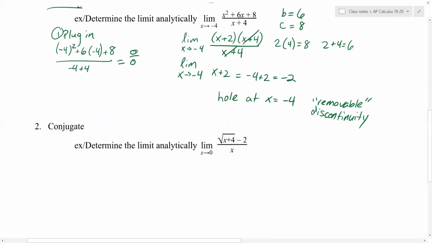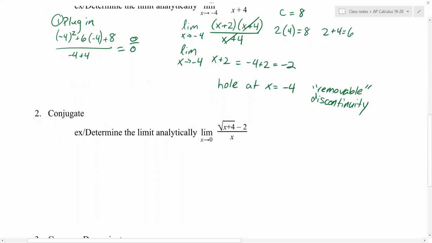Okay, let's try another case. Again, always want to first try to plug in. Okay, when we plug in here, we're going to try and plug in 0. So we're going to get 0 plus 4 square rooted minus 2 over 0. Well, 0 plus 4 is 4. Square root of that is 2. 2 minus 2 is 0. We have 0 over 0, so let's try another method.